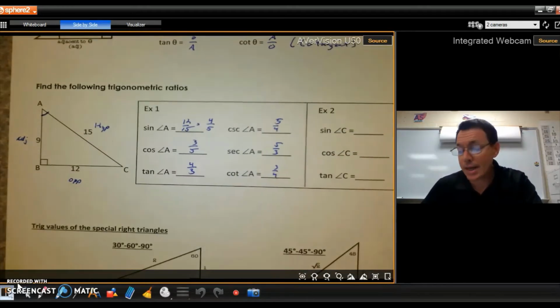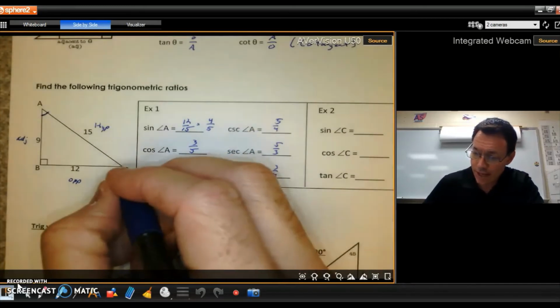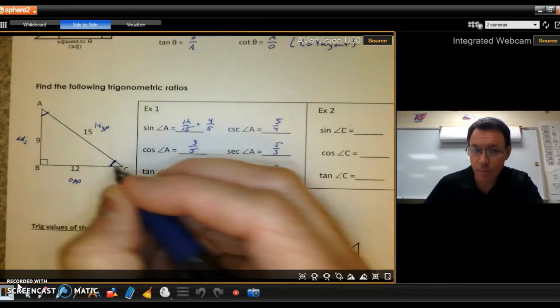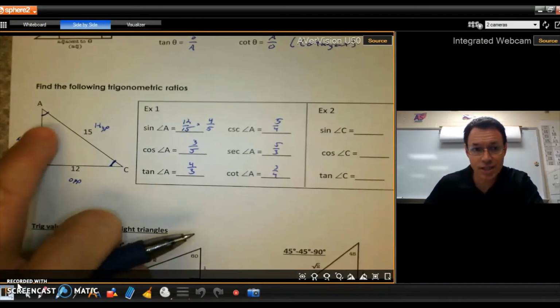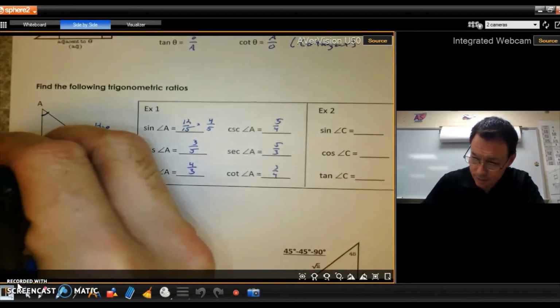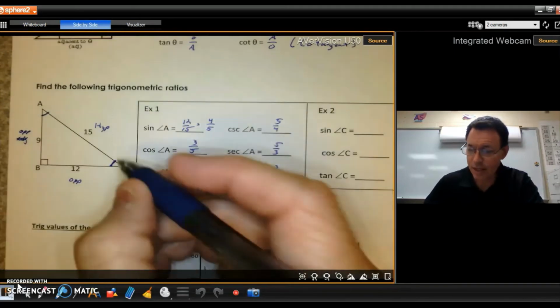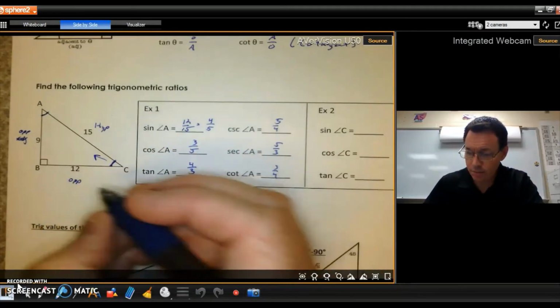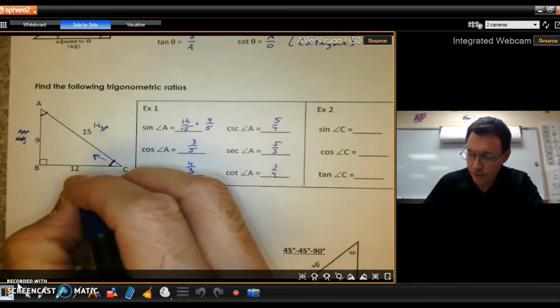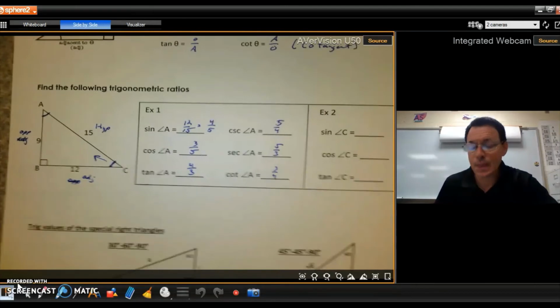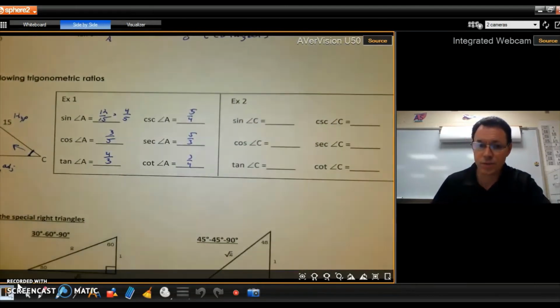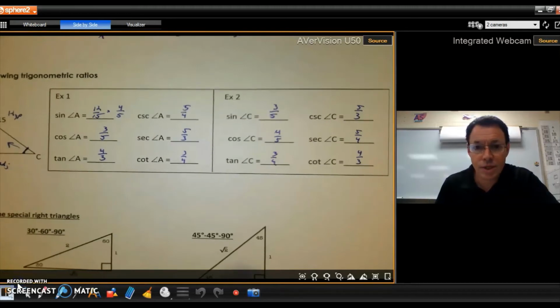Okay, now find the 6 trig functions for angle C. Now notice, as our angle changes, our perspective changes. This is not the adjacent side. This is the side that's adjacent to A, but this is our opposite side if you're looking at angle C. Likewise, this is now our adjacent side. So now that you've changed that, now you can answer the questions for these 3 over here. So go ahead and do that now. And those are the answers that you should have got.